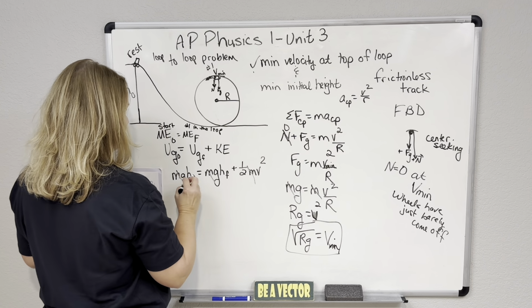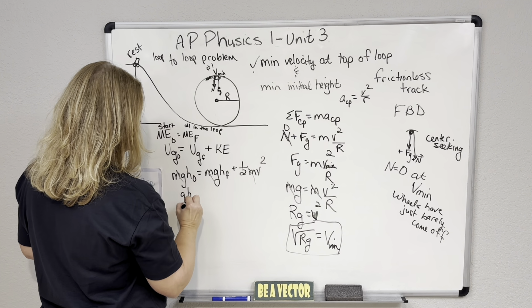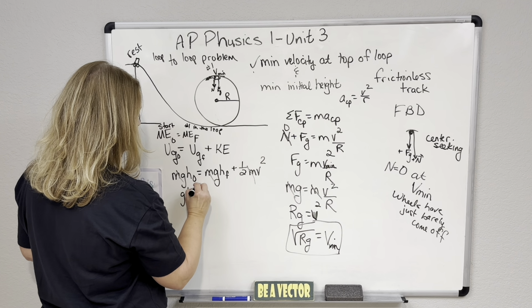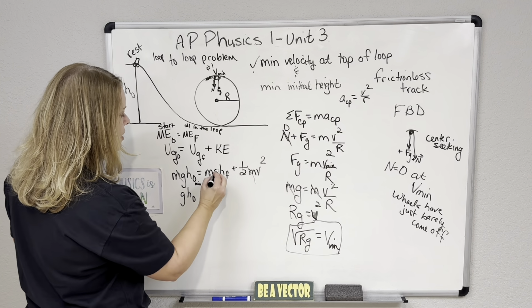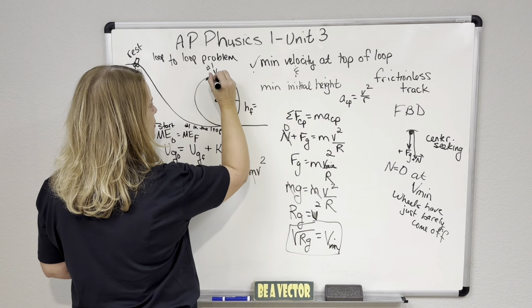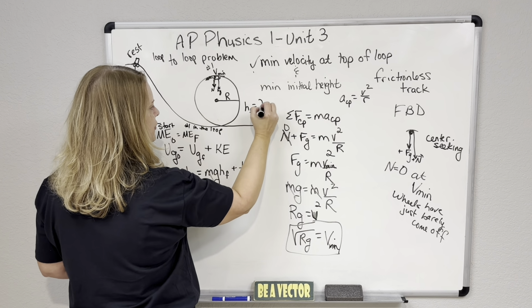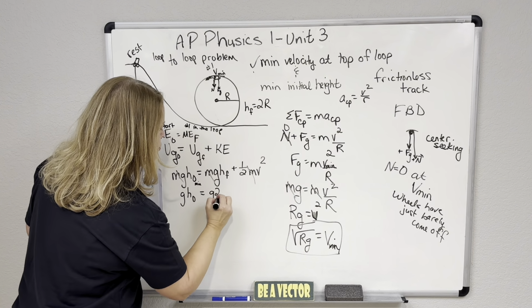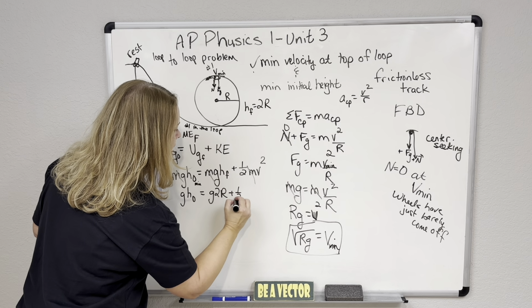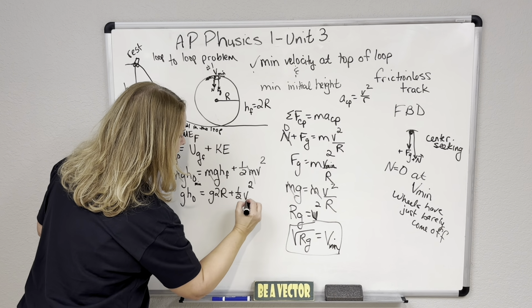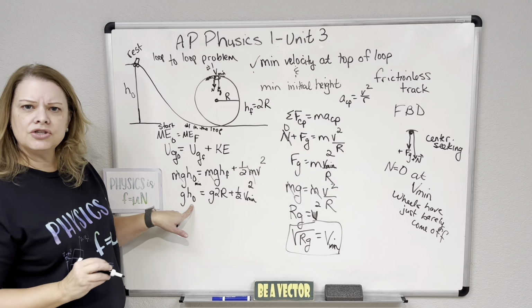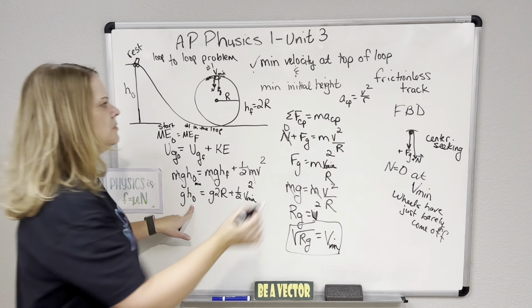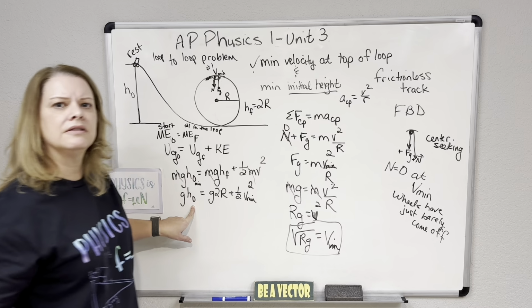So I have g times that h naught, which is going to be the minimum, because I'm going to use minimum velocity here, equals g, that h final, and I'll write it over here so we don't forget it, that h final for this loop here is just 2r. All right, that's 2r plus 1/2 v squared, and that's going to be that minimum velocity. Okay, now I just need to get h initial by itself, because that's what I'm trying to solve for, that initial height that's the minimum.